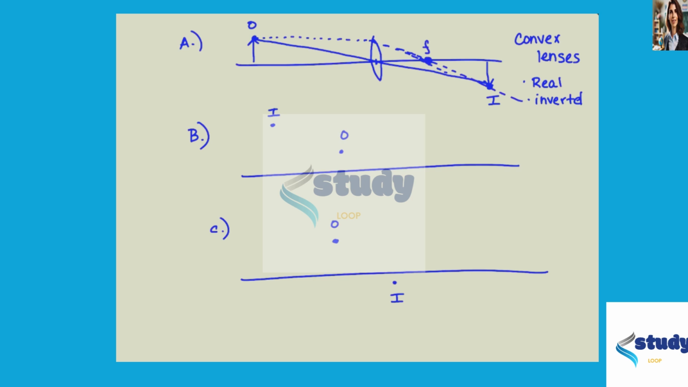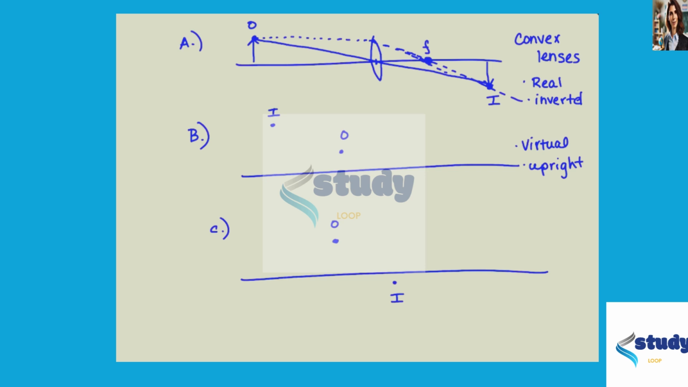Now, for part B, so I know this is a convex lens. For part B, you can see how my image is on the same side as my object. Now, both concave and convex lenses can create virtual images. So this tells us it's a virtual image. It also tells us that it's upright. So all upright images are virtual if there's only one lens. It tells us that it's on the same side of the lens.